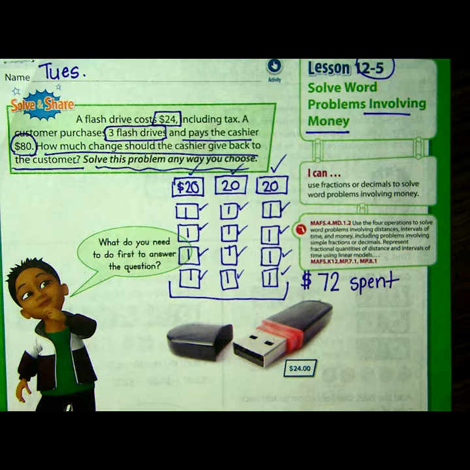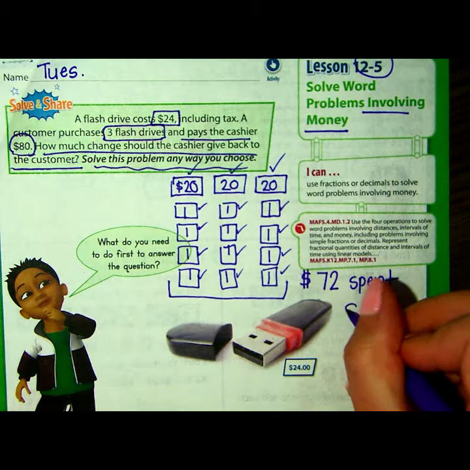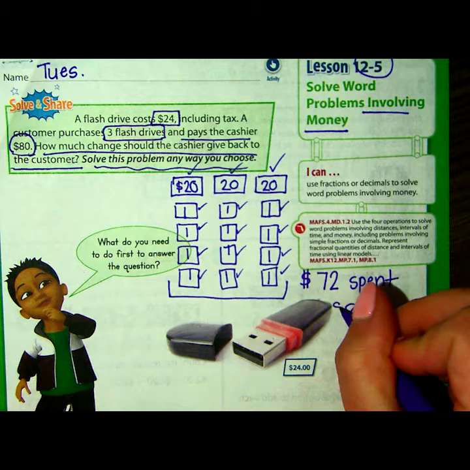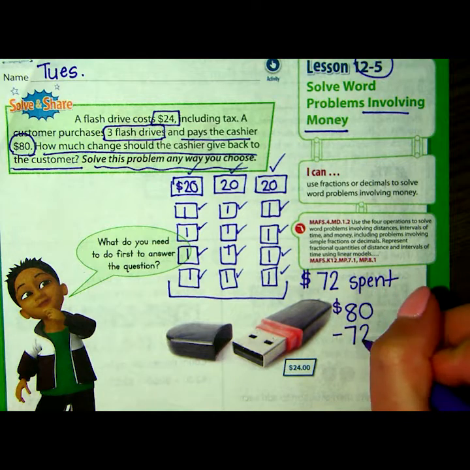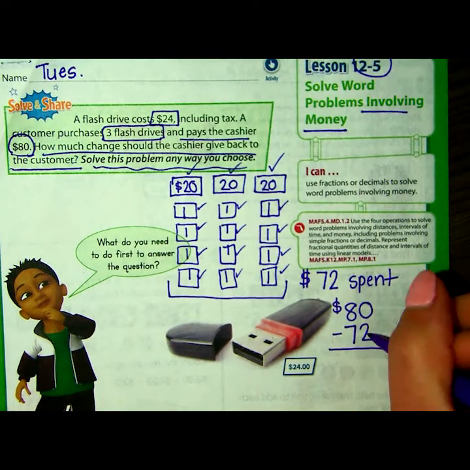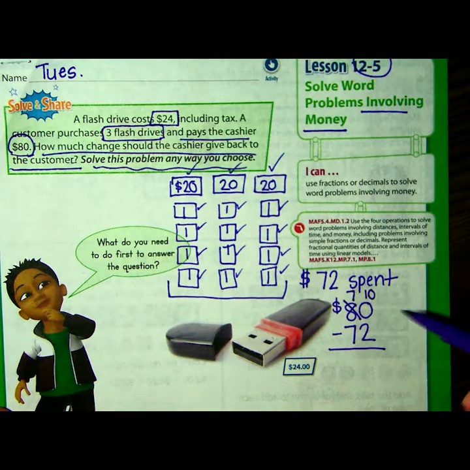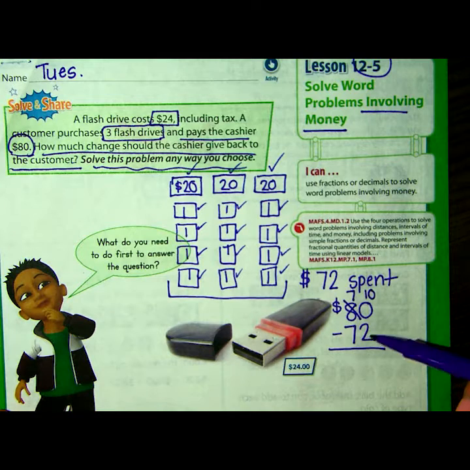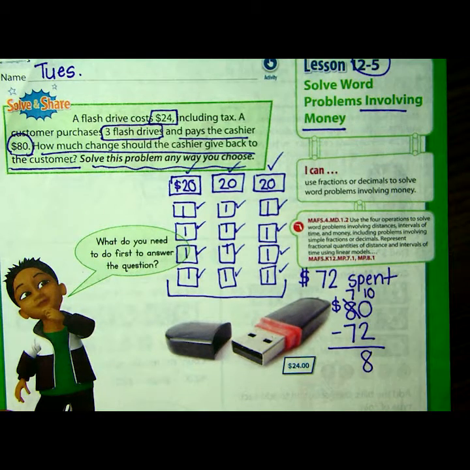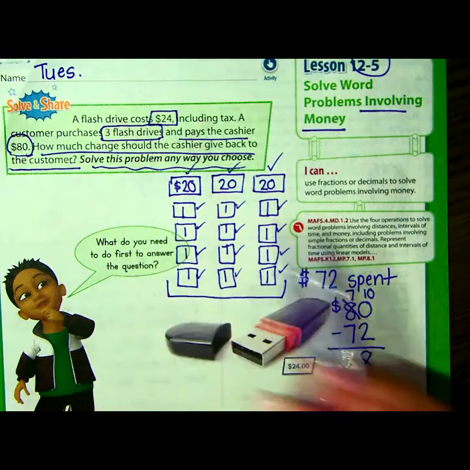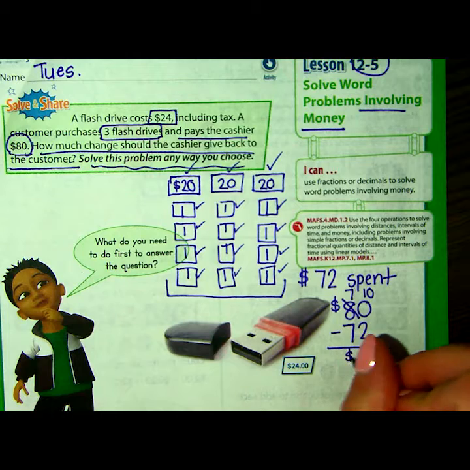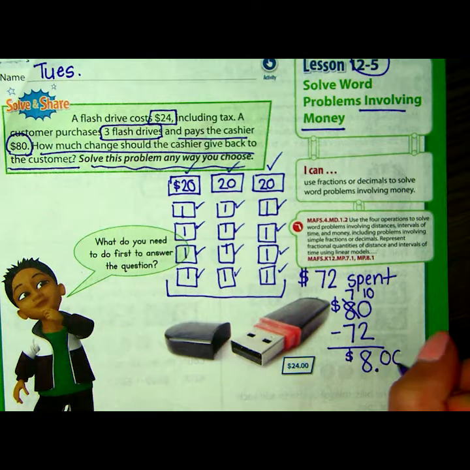But now, if we know they paid with 80, we have to subtract $80 minus $72. And we know we can't take 2 away from 0, so we're going to have to borrow. And now we're left with 10 minus 2, which would be 8. And 7 minus 7 is 0. So 8 what? 8 flash drives? No. How much change should the cashier give back? This represents $8.